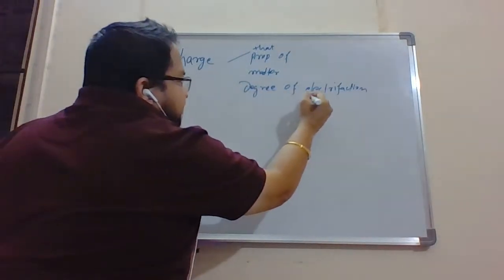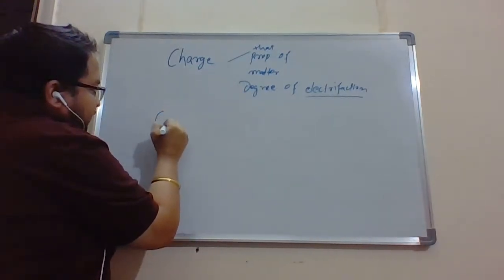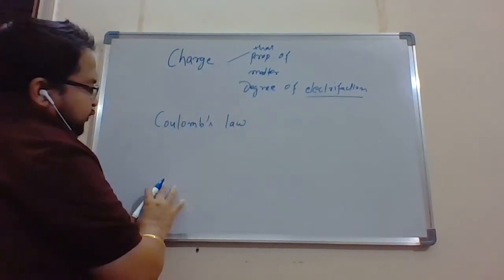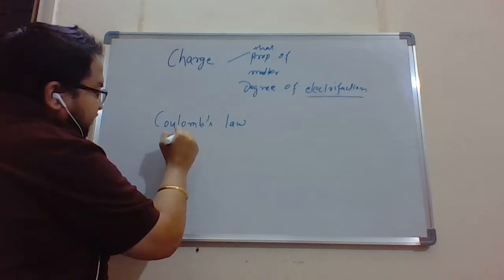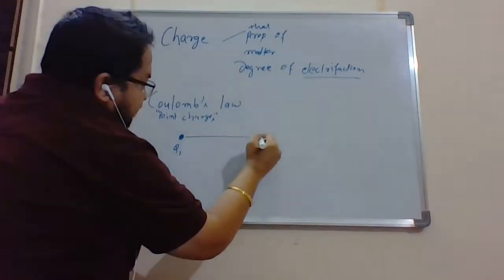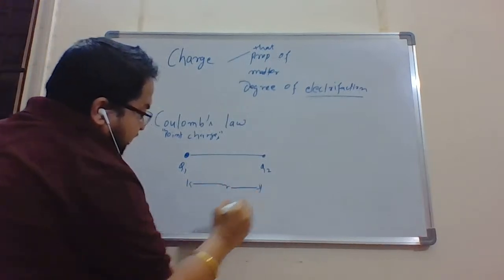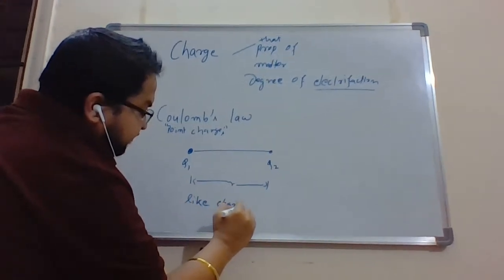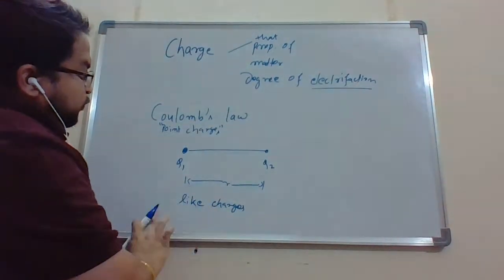And then to understand the degree of electrification, the first thing that we understood was something called Coulomb's law, right? In Coulomb's law, we understood that if two point charges, Q1 and Q2, and remember the word point charges, are separated by a distance R, and assuming both are like charges, then, if unlike, it will be attractive, but the magnitude would remain the same.